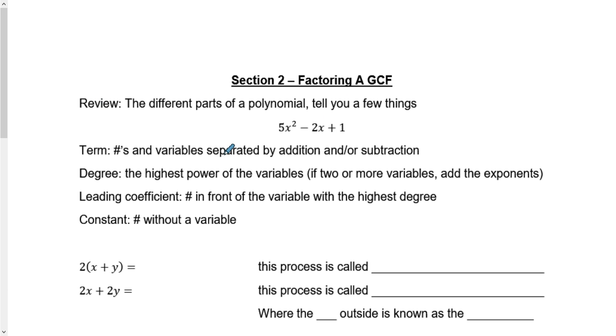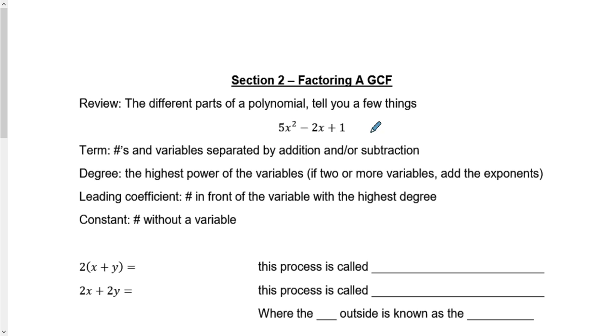If we have a polynomial like 5x squared minus 2x plus 1, we're going to talk about 4 different things. We're going to talk about term, degree, leading coefficient, and the constant term. Now, I'm not going to expect that you memorize those definitions, but you do need to know what they are. So first thing, what is a term? Well, a term is numbers and variables separated by addition or subtraction.